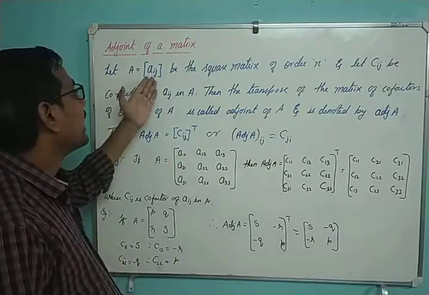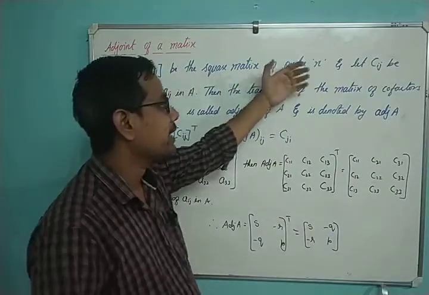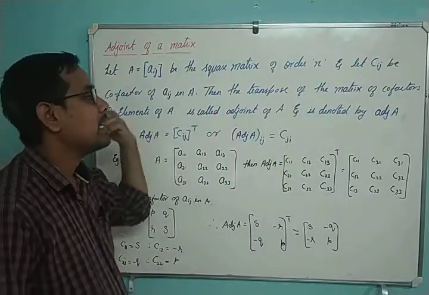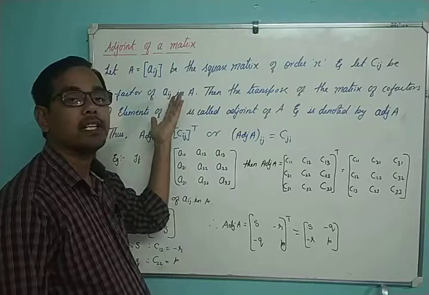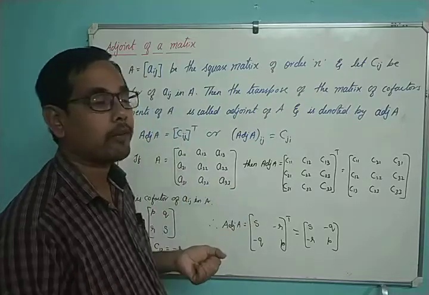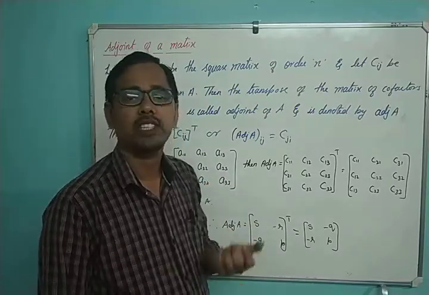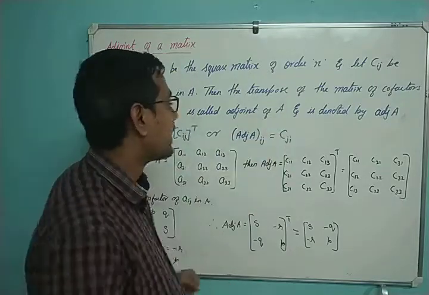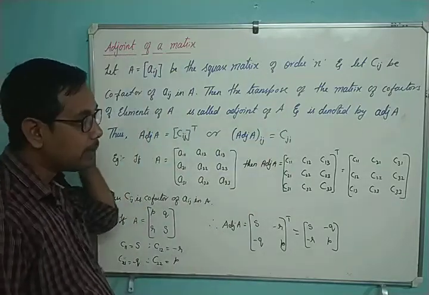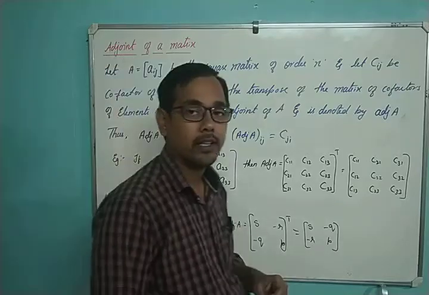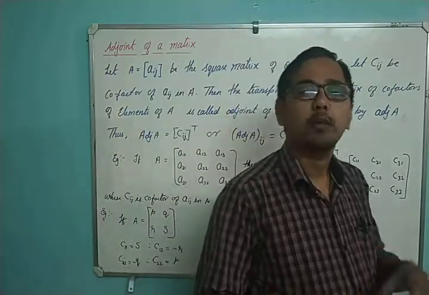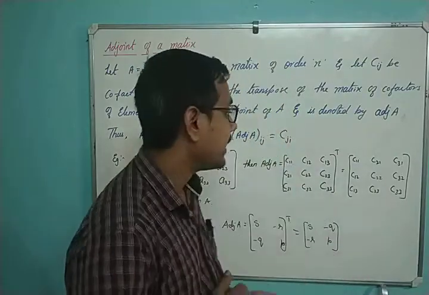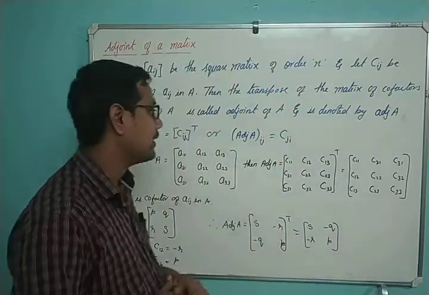So that is what is defined here. Let A equal to [Aij] be a square matrix of order n, and let Cij be the cofactor of Aij. Cij is the cofactor of Aij means C11 will be the cofactor of A11, C12 is the cofactor of A12, C33 will be the cofactor of A33. Then the transpose of the matrix of cofactors of the elements of A is called adjoint A. So once you find the cofactors, put them in the form of a matrix, take the transpose, then you are going to get the adjoint A. That is what the conventional method is, right?